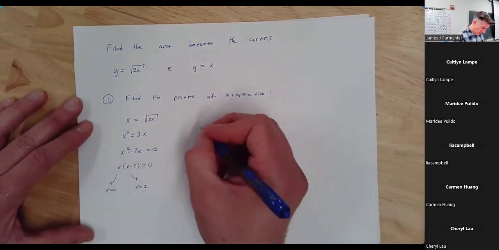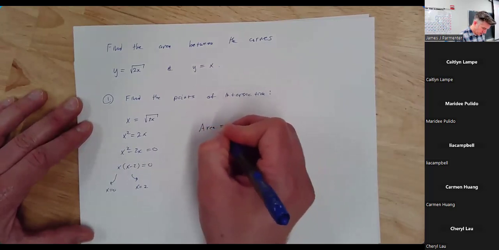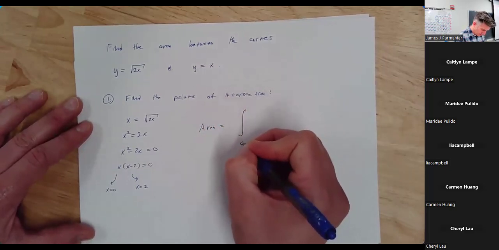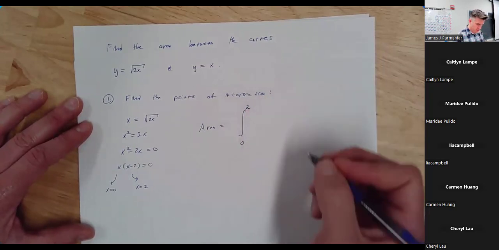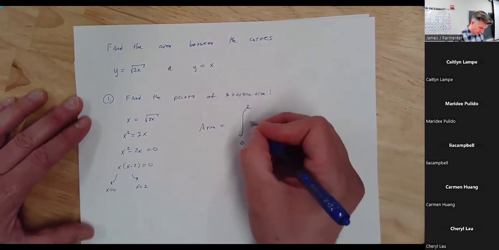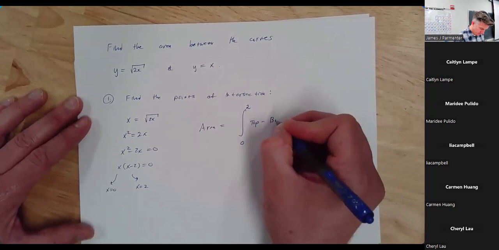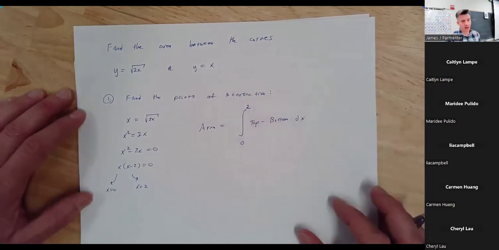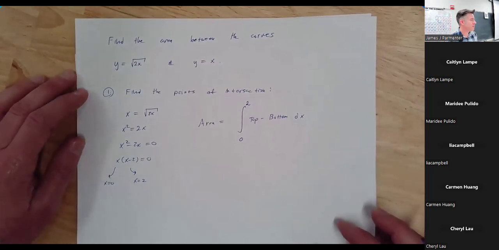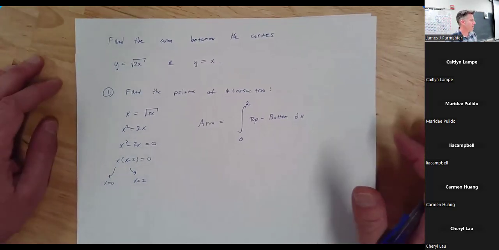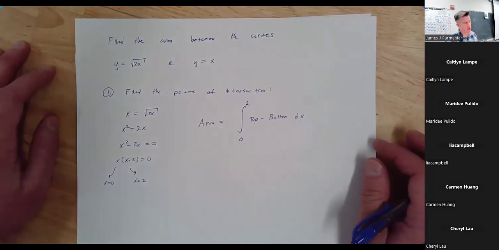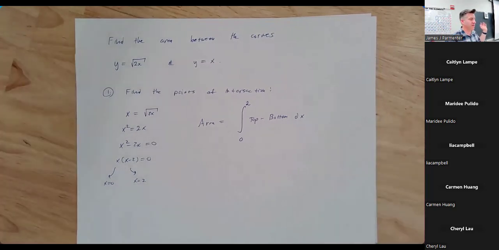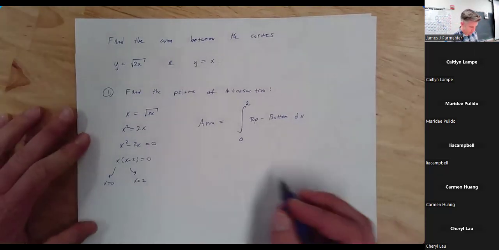So I know that my area is going to be the integral from 0 to 2 of the top function minus the bottom function. Now, I don't like saying this, but I'll say it. If you really don't want to find the top or the bottom, you can just subtract it whatever way you want. And then if the answer comes out negative, you put absolute values around everything. So one could say, let me make the wrong choice here.